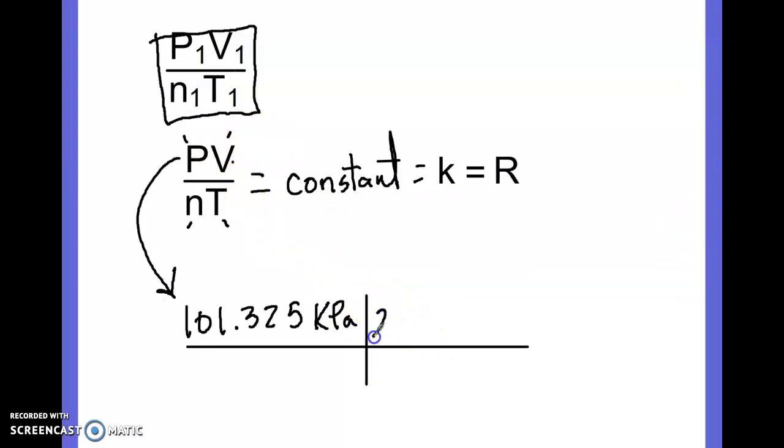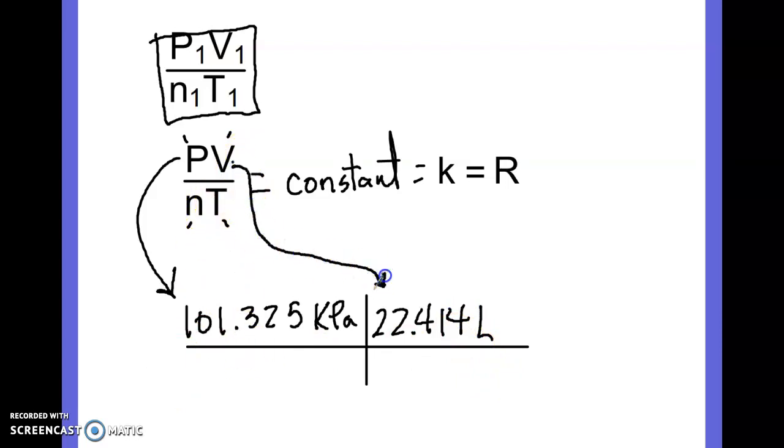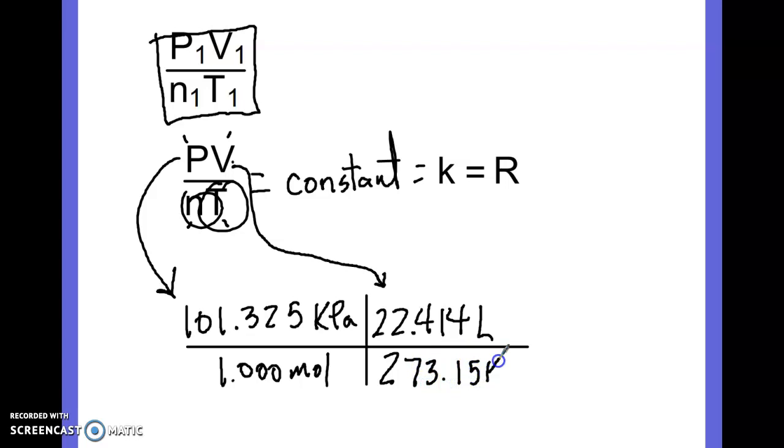which we said was 22.414 liters. Okay, and then divide by the standard number of moles. So that would be 1 mole, 1.000 moles. Okay, and divide by the standard temperature, which is in Kelvin, 273.15 Kelvin. Okay, if we plug these numbers in, we set that equal to this constant. We can get this constant, this R.